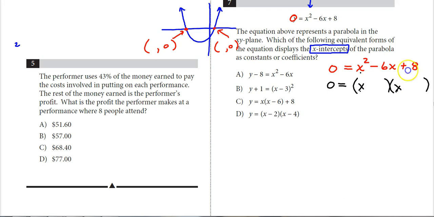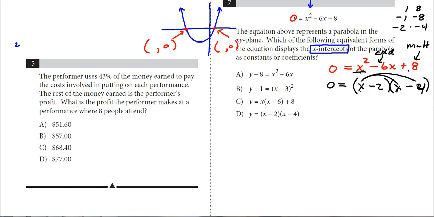Now here's where it gets a little bit tricky. For my back piece, I need to find 2 numbers that multiply to make positive 8, but then these 2 numbers have to add together to make negative 6. I don't see any way with 1 and 8, or negative 1 and negative 8. Those multiply together to make positive 8, but I don't see a way to get negative 6 out of that. But I think that if I do negative 2 times negative 4, that will give me what I need. Because when I do my FOIL, x times x will give me my x squared.